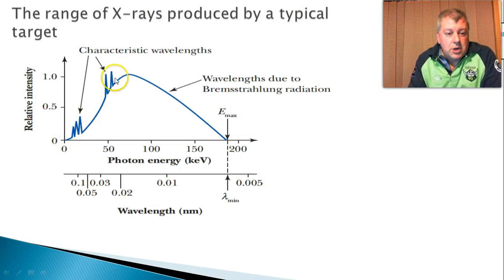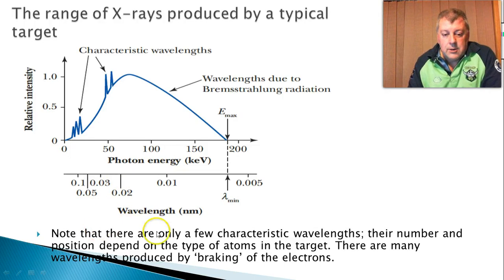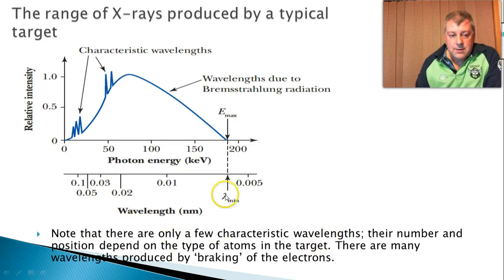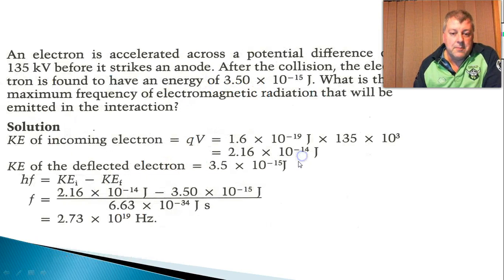And here we have it. So this general shape is due to the braking radiation X-rays, and these are the characteristic photon energies of whatever the target is. And then you can convert photon energy into wavelengths or even frequencies. Note that there are only a few characteristic wavelengths, these guys. Their number and position depend on the type of atoms in the target, whereas there are many wavelengths produced by the braking.